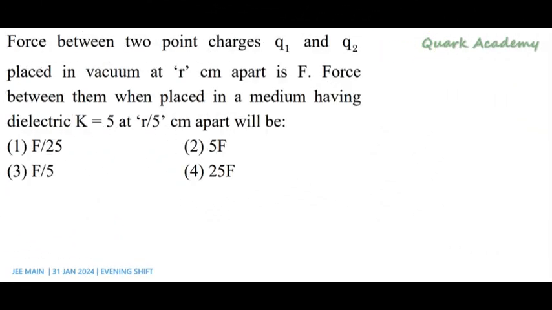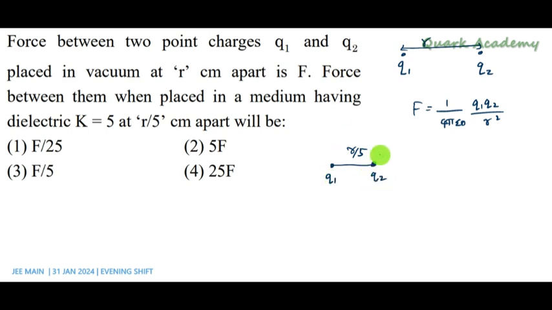Two point charges are placed at a separation of r in vacuum. So this is the first case. In this case, the force is given by F equal to 1 by 4 pi epsilon naught Q1 Q2 by r squared. Next, what are they doing? The charges are placed in a medium which is having dielectric constant K equal to 5 and the separation is r by 5. So it's going to be something like this. So separation is r by 5, charges are still Q1, Q2. So let's consider in this case the force be F dash.